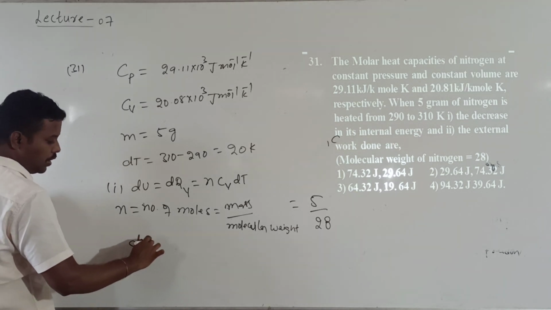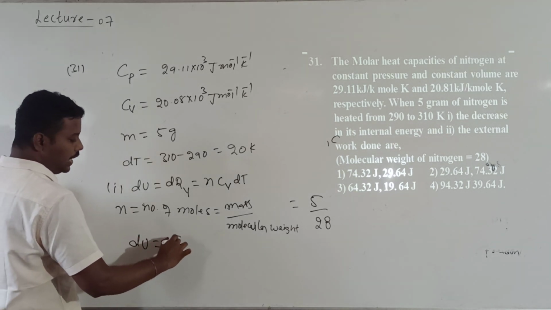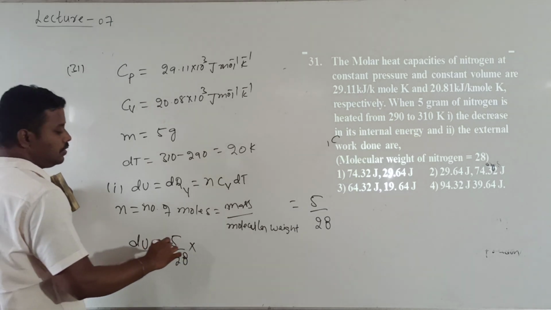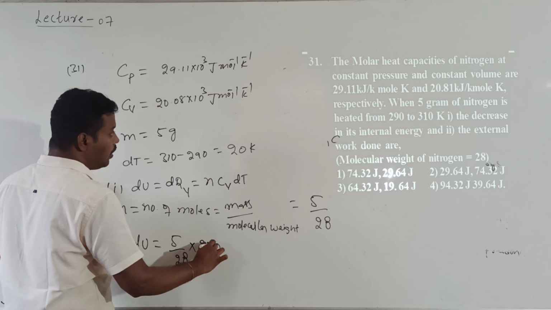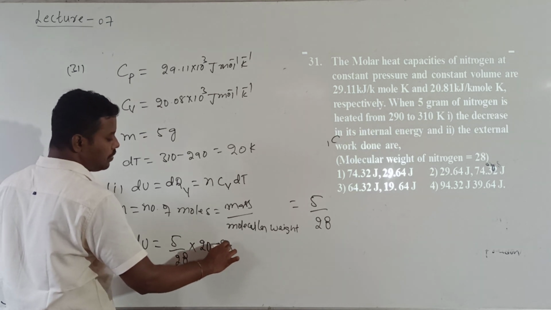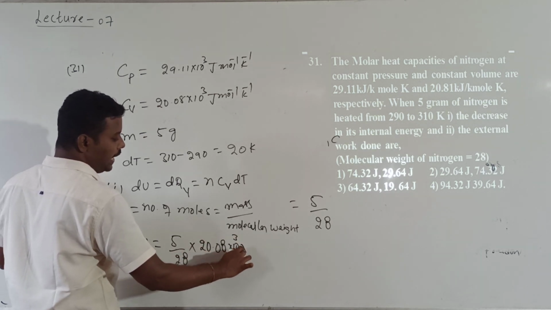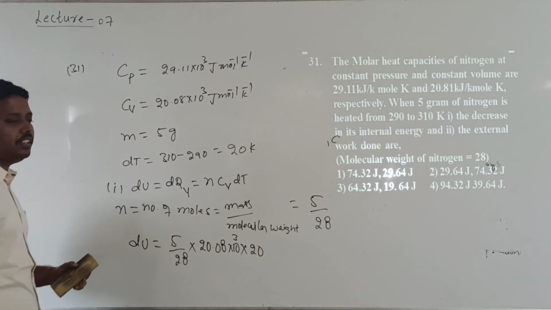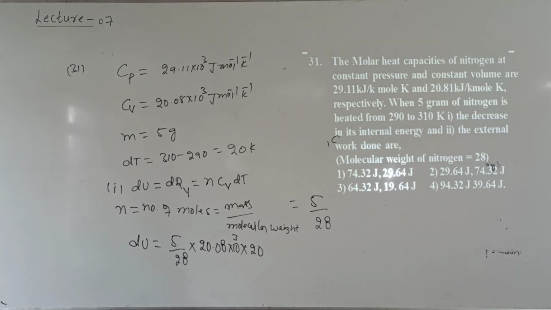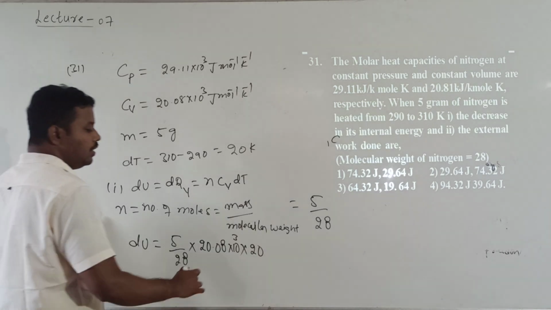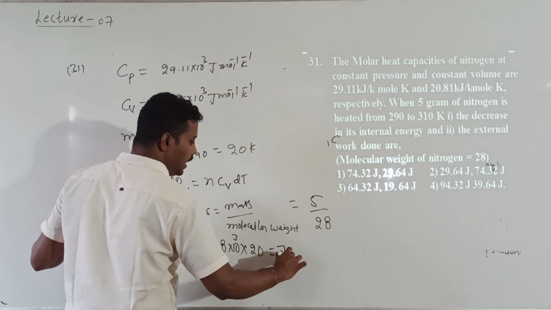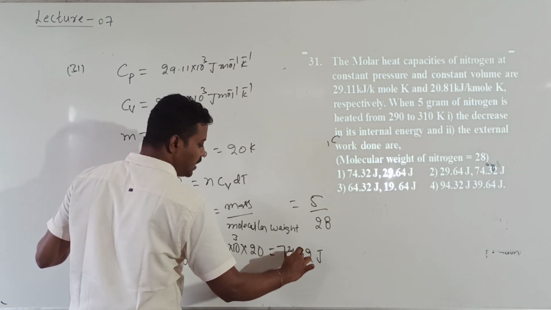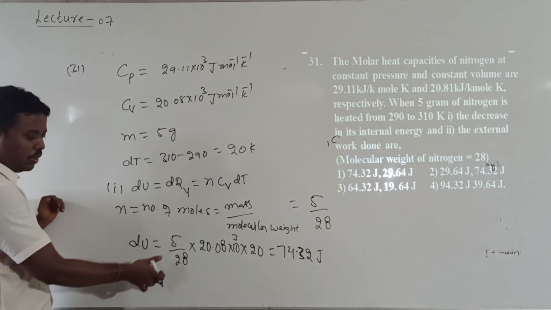So what is the value of dU given by? n value 5 divided by 28, into Cp value 20.08 into 10 to the power of 3, into dT value of 20. So simplify this. By simplifying this, the answer is 74.32 joules. I have written the simplification directly, so you can do it.